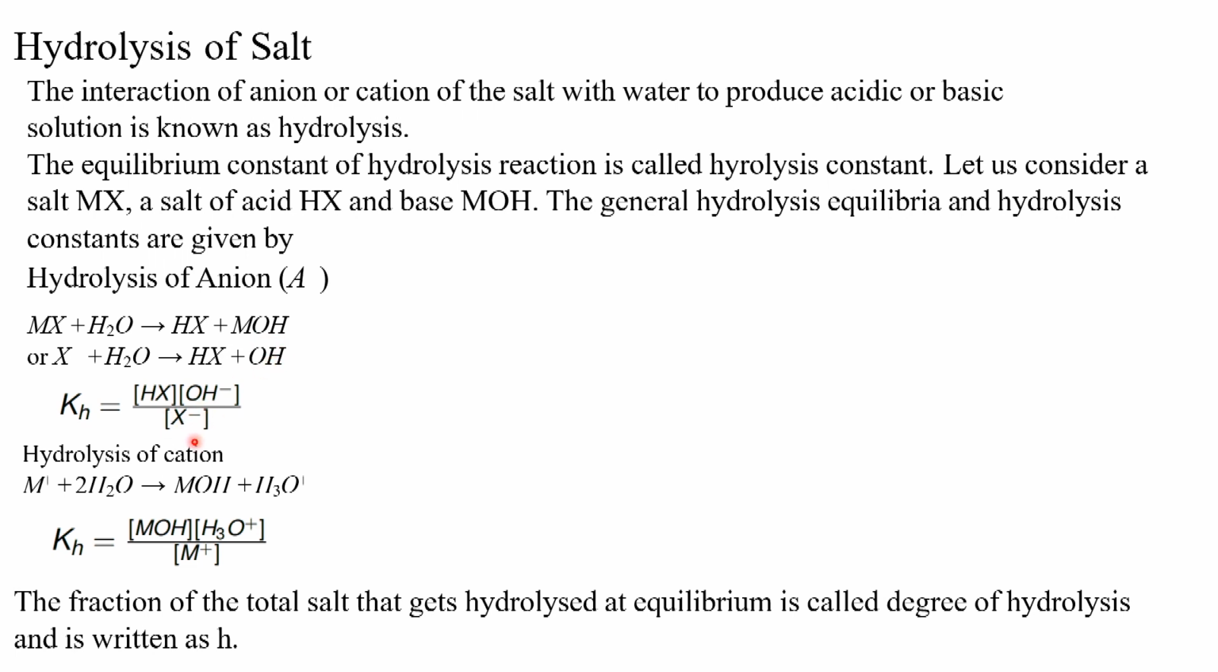Now if we consider the hydrolysis of cation, the cation is M plus. When we add M plus to H2O we get MOH plus H3O plus. So Kh, or hydrolysis constant of cation M plus, is concentration of MOH times concentration of H3O plus by concentration of M plus. The fraction of the total salt that gets hydrolyzed at equilibrium is called degree of hydrolysis and is written as h.